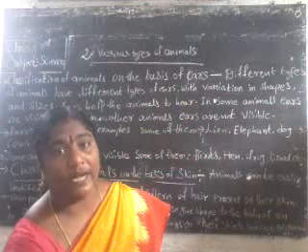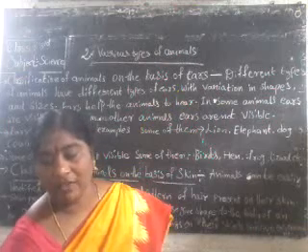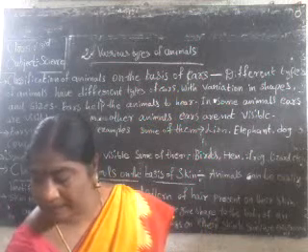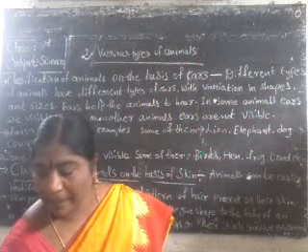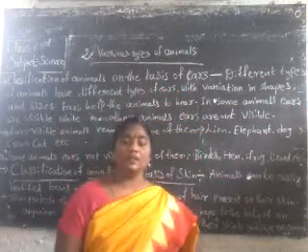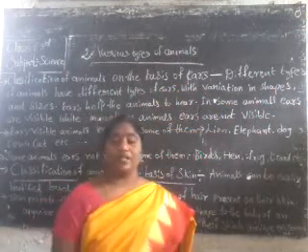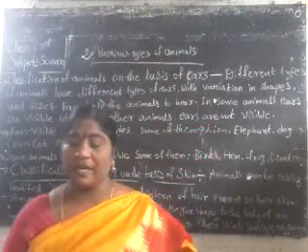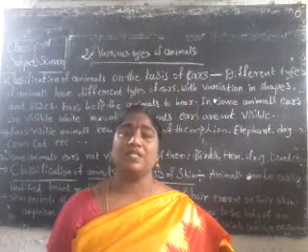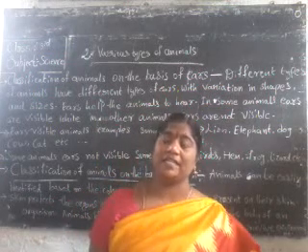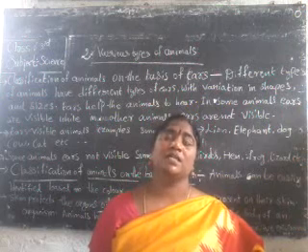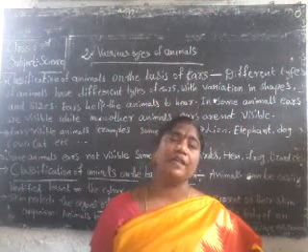Next, today we have to learn about our second lesson, various types of animals. That is page number 9. Open page number 9 and see the textbook. Why? Because there are some pictures. Some animal pictures are there on page number 9 and 10.